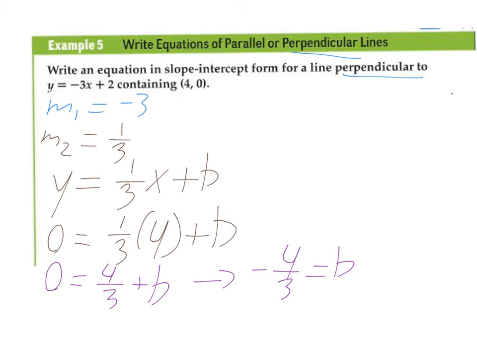So write an equation in slope-intercept form for a line perpendicular to y equals -3x plus 2 containing the point (4, 0). Well, that's going to be y is equal to 1/3 x minus 4/3. Note, folks, I'm using 4/3, but you could also use negative 1 1/3. But please don't use decimals, as decimals are not as accurate as fractions are going to be. In general, don't use decimals unless you're specifically told to use decimals.